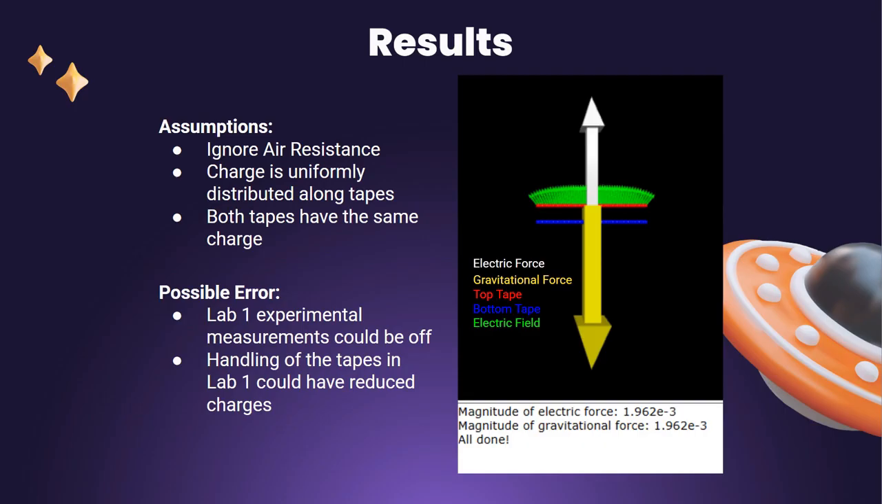Some possible error comes from Lab 1, when we were doing the actual experimental portions of it, finding that Q value. In Lab 1, the measurements could have been off, and handling of the tapes could have reduced charges. So just some human error from previously.